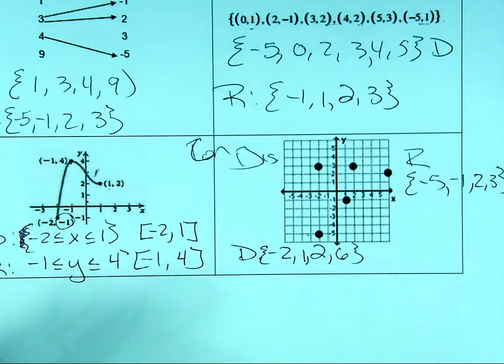Alrighty, that is domain and range with interval notation and standard notation, and then a little review of discrete and continuous.